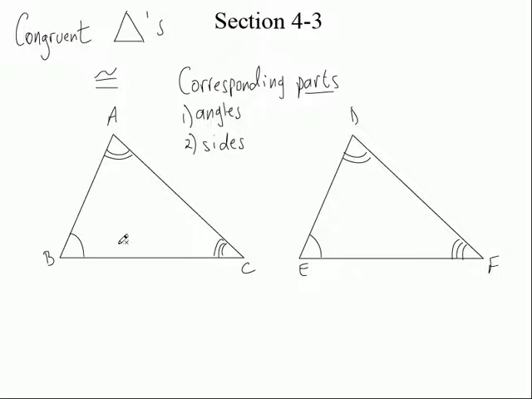So what if I put one tick mark on AC? What would equal AC over here? DF. Okay, DF would equal AC. Agreed? Again, because if I took the triangle and stuck it on top of the other one, those two sides would match up. What kind of sides are they? They are corresponding sides. They're corresponding because they're the ones that match up with each other.